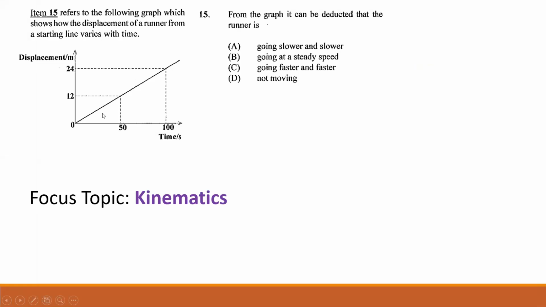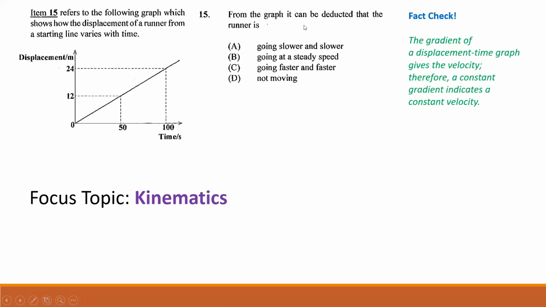Number 15, this shows a displacement-time graph, and you are to interpret what you can deduce about the runner. We know that the gradient of a displacement-time graph gives us the velocity, or if you want to say the speed. Since the graph is a straight line, the gradient is constant, and therefore the runner is going at constant speed, which is steady speed, B.